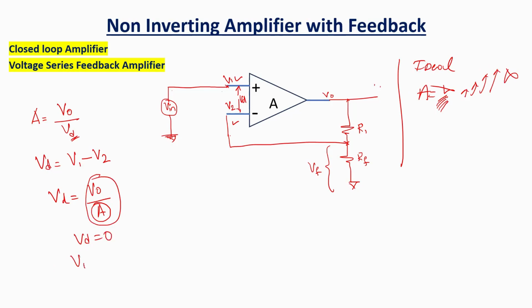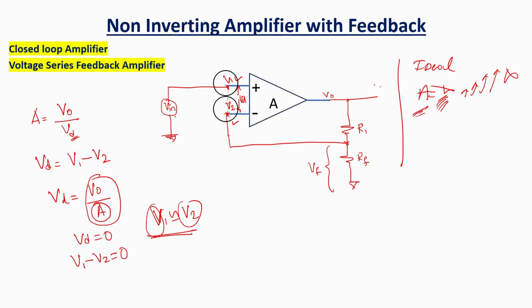What is VD? At this juncture, VD is nothing but V1 minus V2. So that means V1 is approximately equal to V2. The non-inverting terminal will try to equal the V2 terminal voltage. V1 becomes equal to V2 when there is a super high gain. So with this assumption, V1 is equal to V2, right?